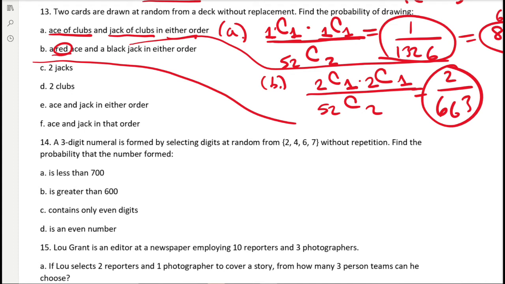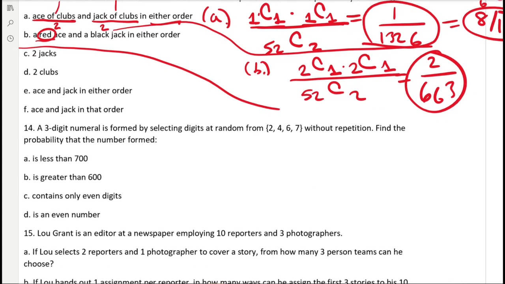If it said an ace, just a generic ace, then in that case that would be 4, right? And you're choosing one. But they're talking about ace of clubs. There's only one ace of clubs, and there's only one jack of clubs. One of these guys, one of these guys. So it's one choose one, one choose one. I apologize about that. Wanted to make that correction. Now there's only two red aces and two black jacks, so part B is correct.